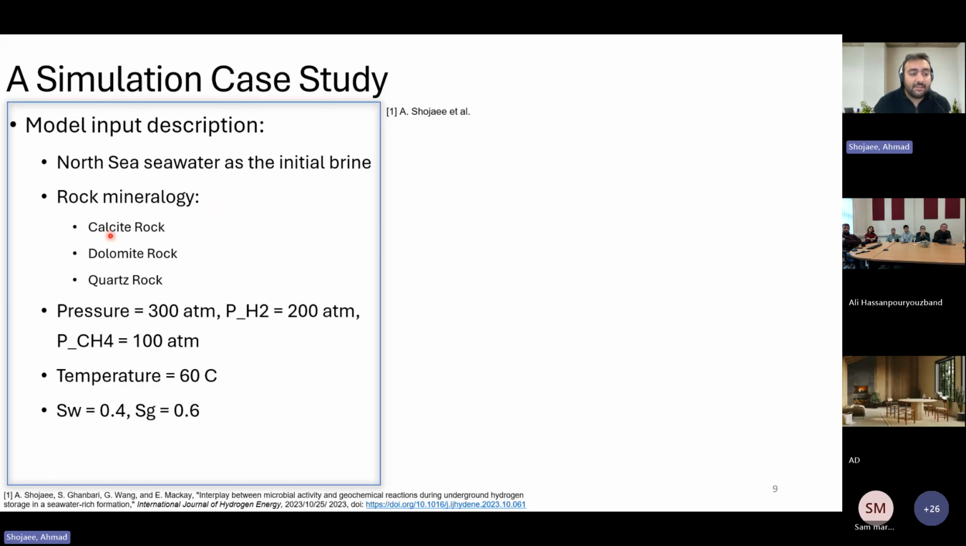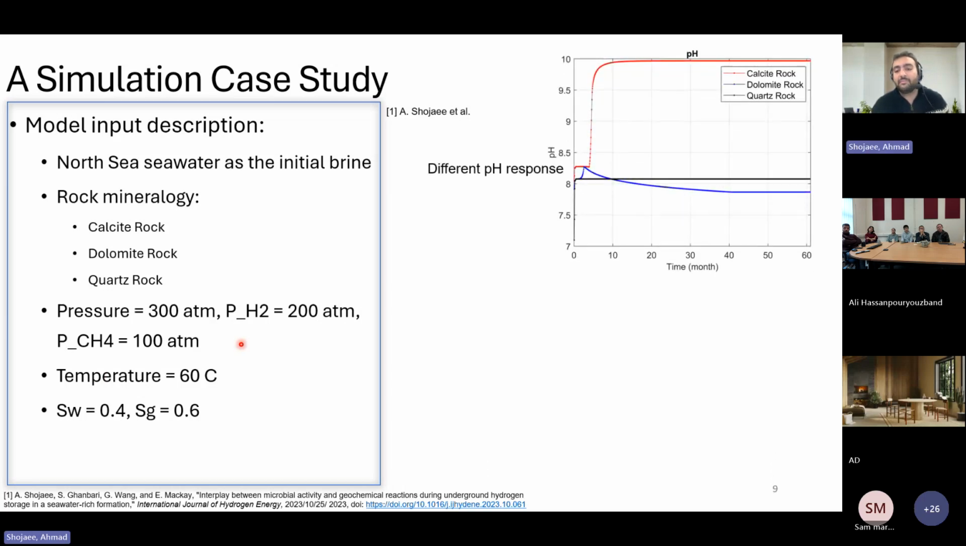We tested the 3 rock mineralogies: a pure calcite system, a pure dolomite system, and a pure quartz system. With this given condition, we ran the model, and we observed different pH behavior in each system. In a calcite system, pH reaches around 10. If you remember, it is one of the boundaries for methanogenesis. In a quartz system, it has a stable behavior. And in the dolomite system, we are observing a strange behavior, increasing, then decreasing.